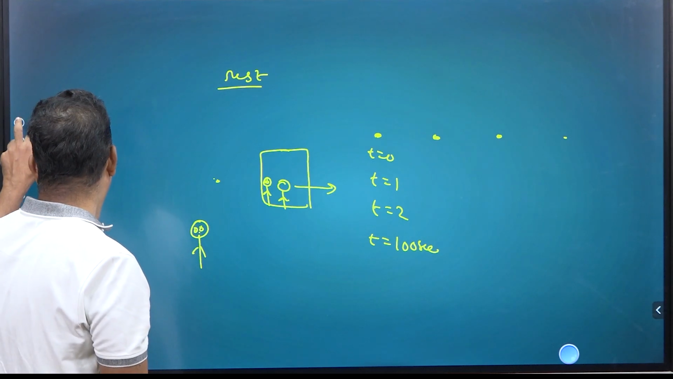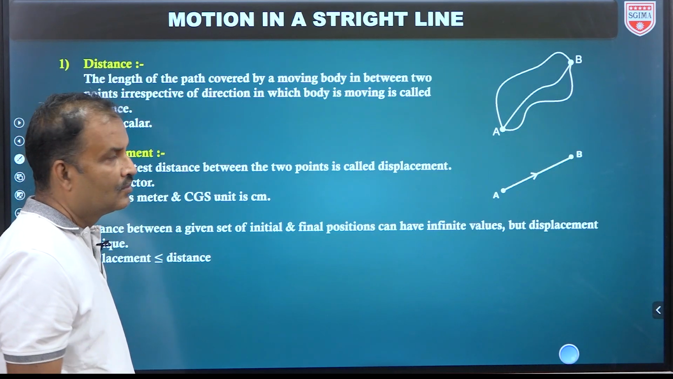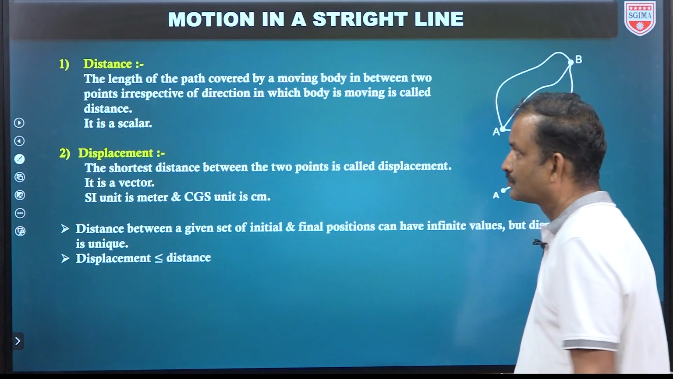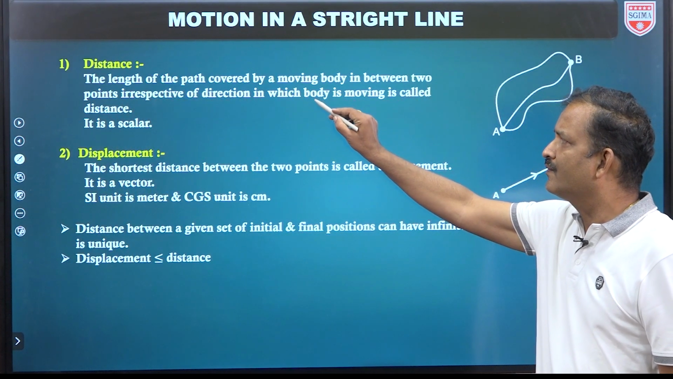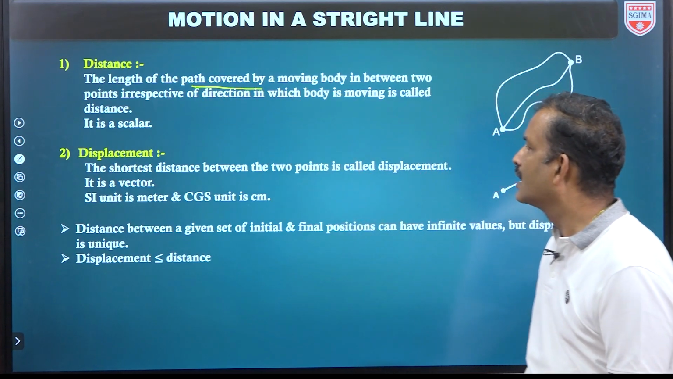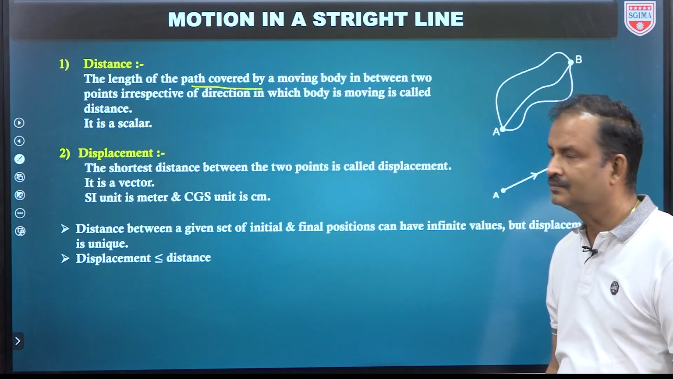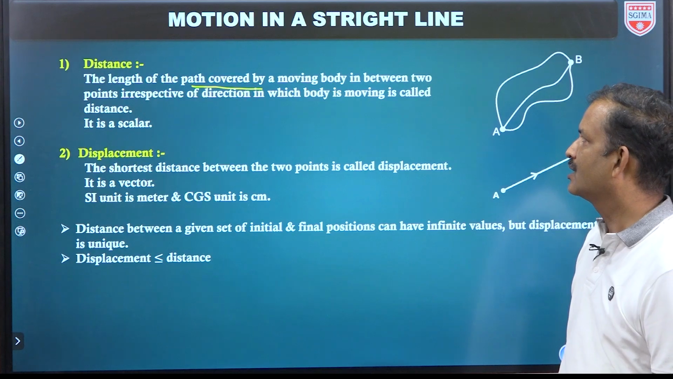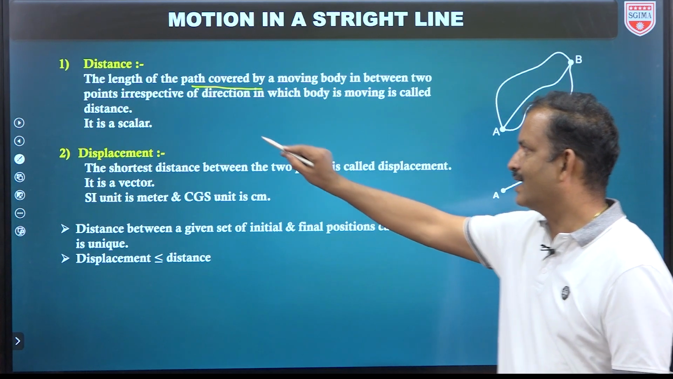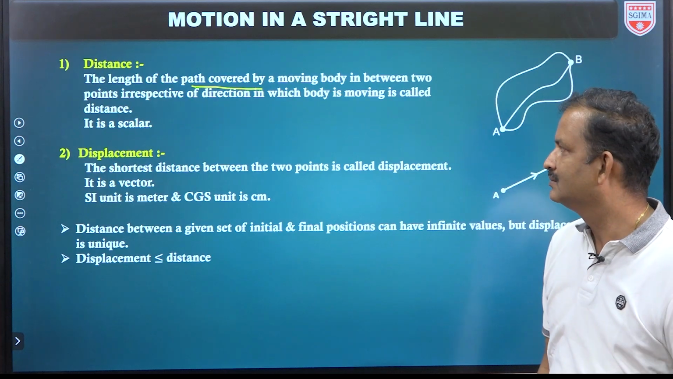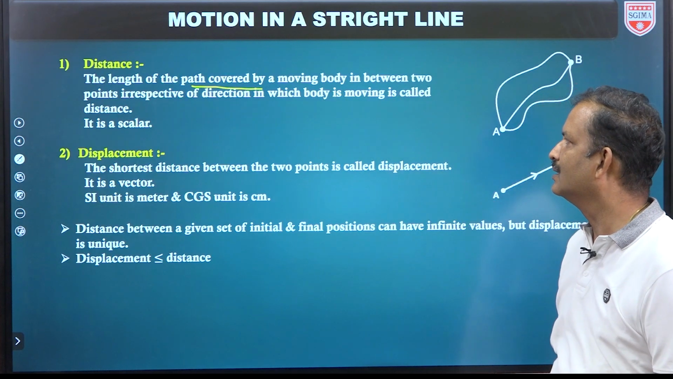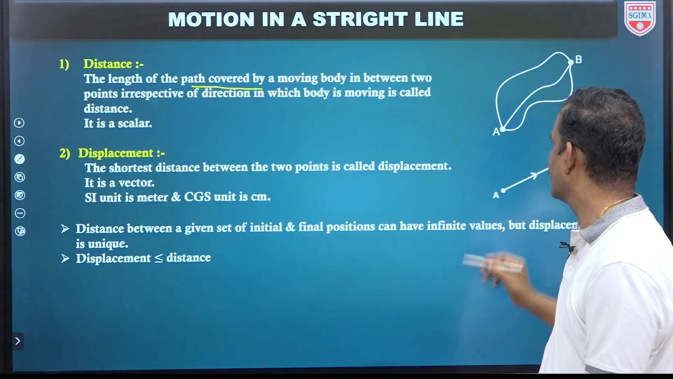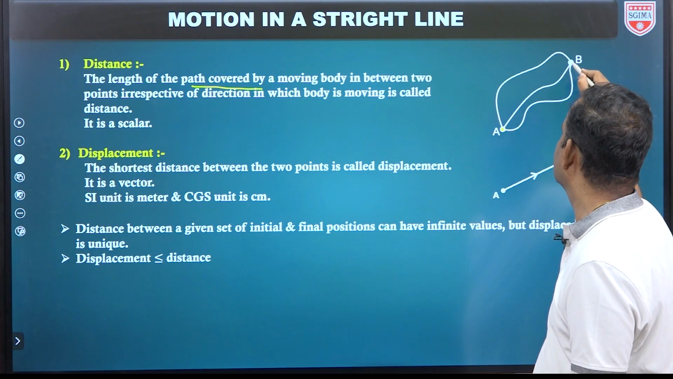Now, we have to take distance. Distance means the length of the path covered by a moving body in between 2 points, irrespective of direction in which the body is moving, is called a distance. For example, this is one point, this is another point.